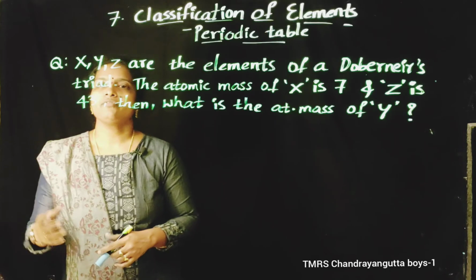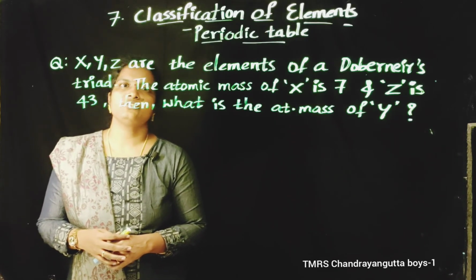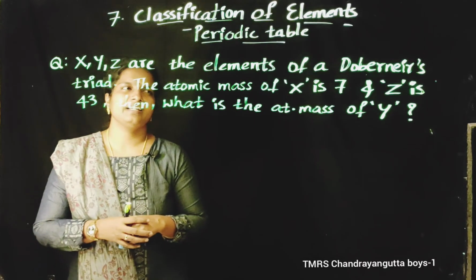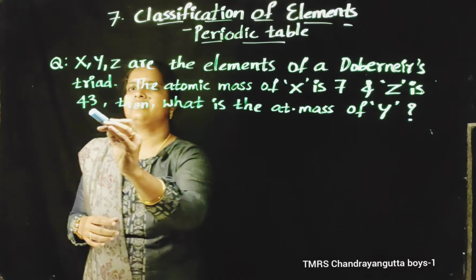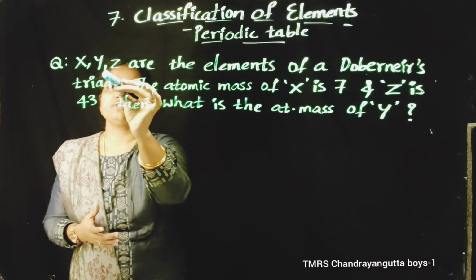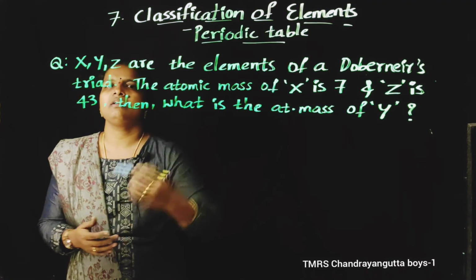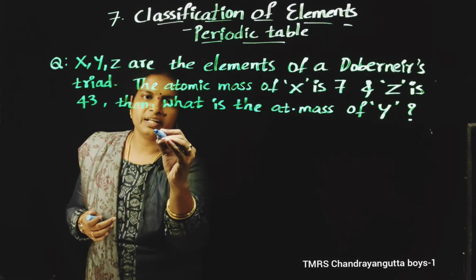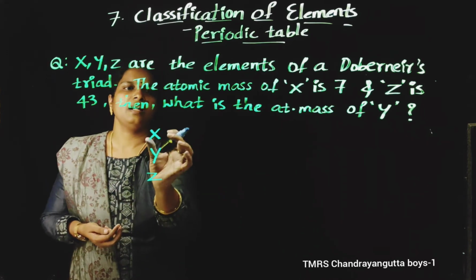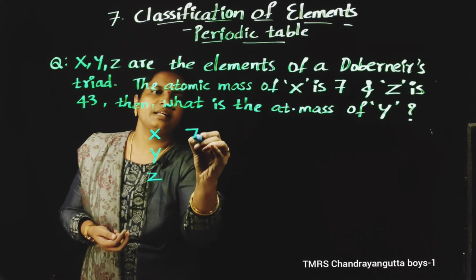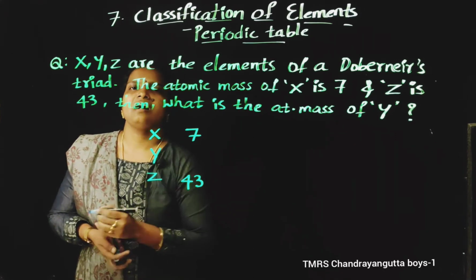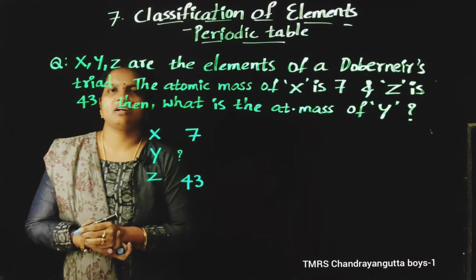Here we have one question. X, Y, Z are the elements of a Doberneir's triad. The atomic mass of X is 7 and Z is 43. Then what is the atomic mass of Y? X, Y, Z come under Doberneir's triad, so we write them in increasing order of atomic masses. The atomic mass of X is 7 and of Z is 43. The question asks for the atomic mass of Y.